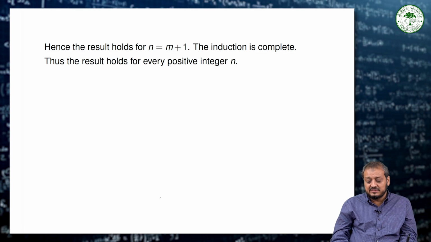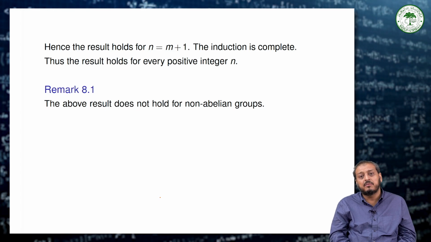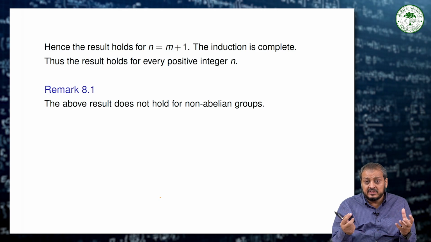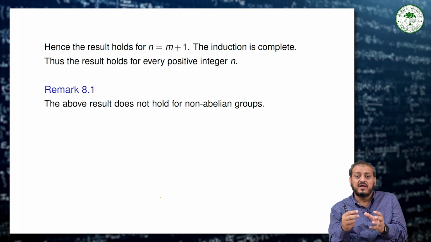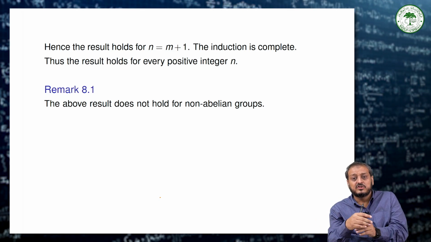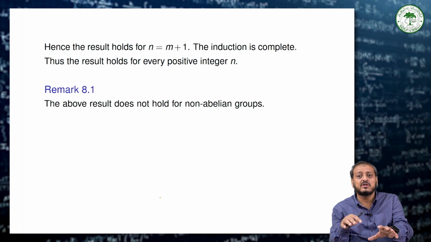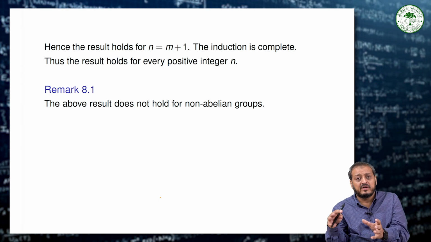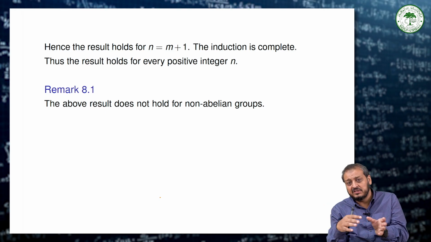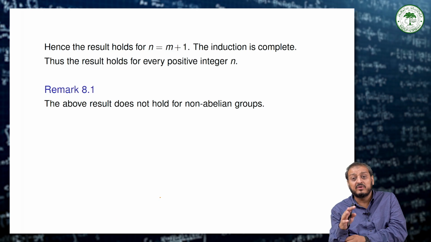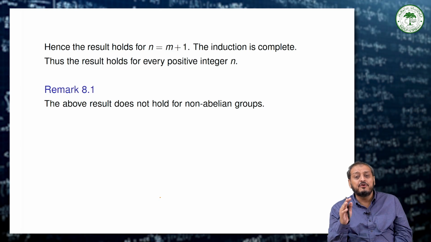Now, naturally a question comes to mind: is the above result true for a non-abelian group? Because in proving this result, we assumed that G is abelian. If G is not abelian, suppose G is any group, we cannot restrict to abelianity. So if G is a group, does this condition hold or not? The above result does not hold for a non-abelian group. So this is true only for abelian groups.